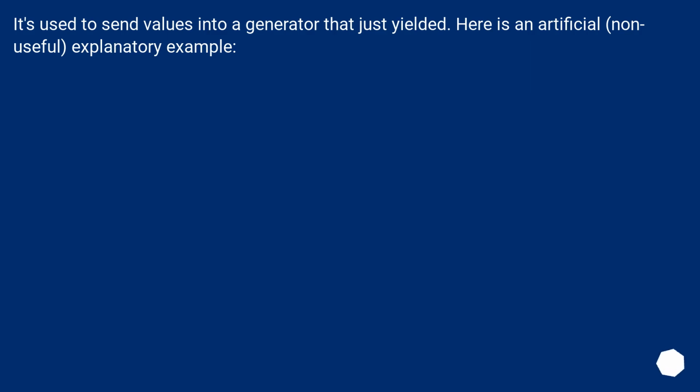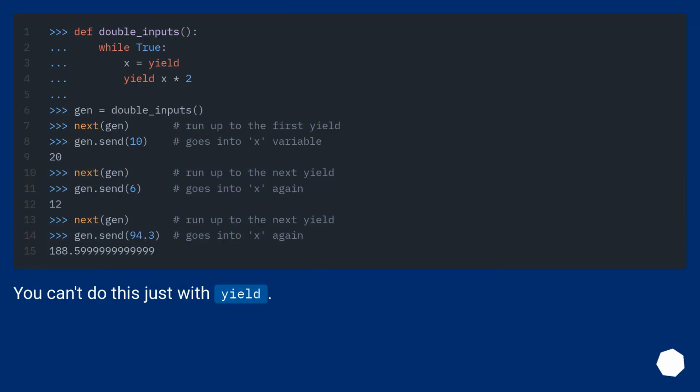It's used to send values into a generator that just yielded. Here is an artificial, non-useful, explanatory example. You can't do this just with yield.